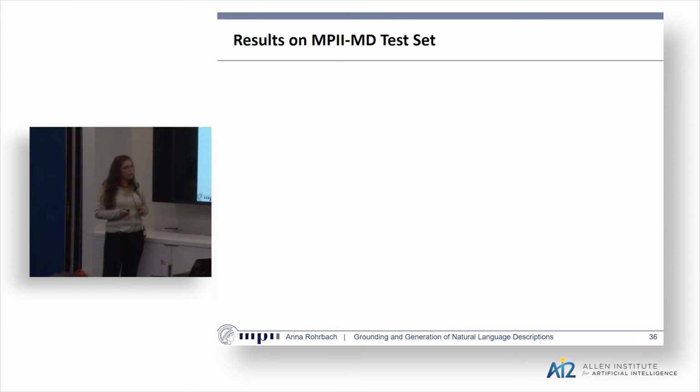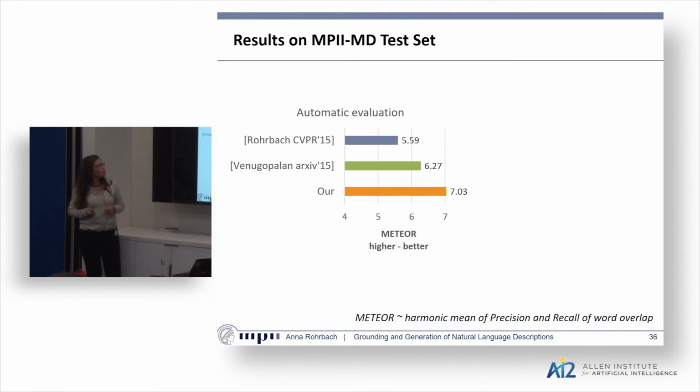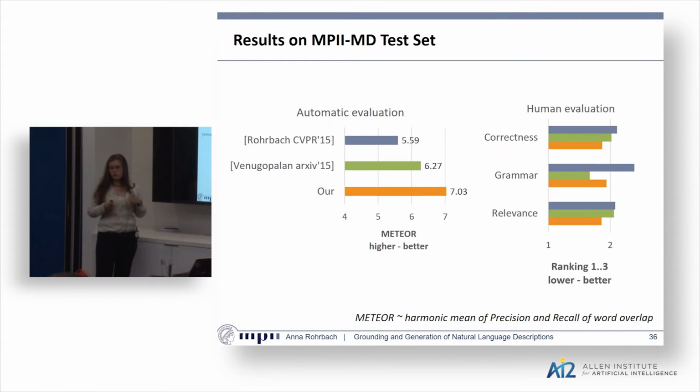And finally, what does this sum up on the test set? So we compare to prior works here. Again, in terms of METEOR score, we are clearly improving over both prior works. We also do human evaluation just to see how humans would feel about these generated descriptions. Humans get 3 sentences, and they have to rank them from 1 to 3, where 1 is best and 3 is worst. In terms of correctness, so how correct the sentence is with respect to the video, our method is best. Also in terms of relevance, which means are we describing the most important parts of the video, it's also best. However, in grammar, it is actually second best in this case.